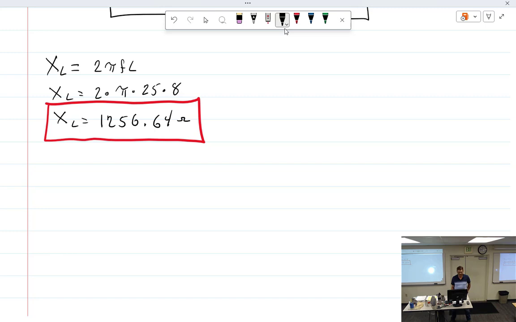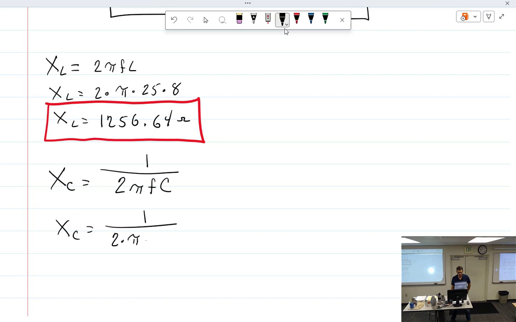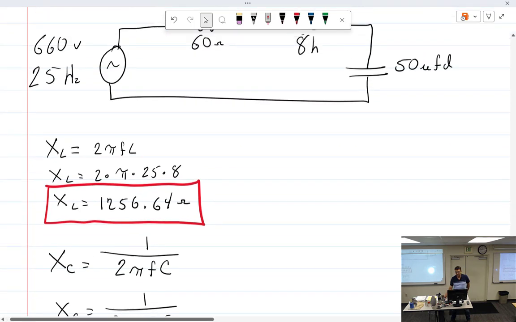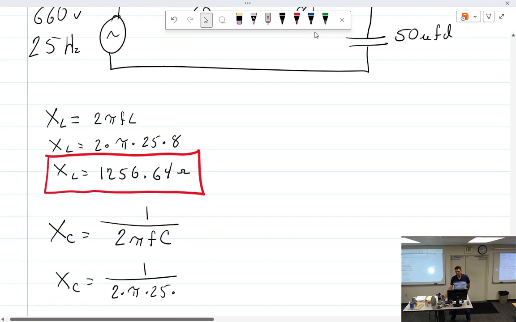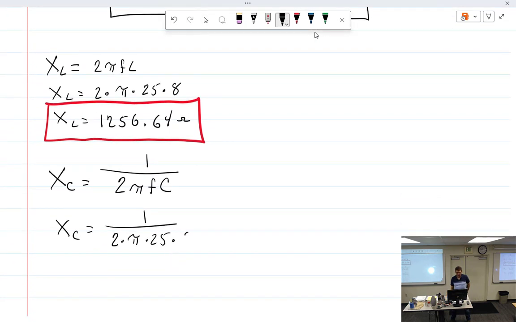Everyone, okay, moving on. X of C equals 1 over 2 pi f c. So X of C equals 1 over 2 pi times the frequency, which is 25, times the capacitance, which is 50 microfarad. It's 50 times 10 to the negative 6.